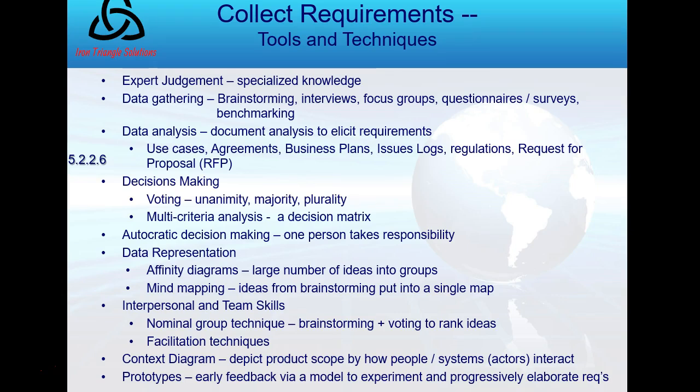Decision making is voting, and it has multi-criteria analysis. There's also autocratic decision making. I can just decide that I'm going to do something and take responsibility for it. In voting, there are some key words like unanimity. We're all familiar with unanimous, a majority decision, over 50%, but the one that is less common is called plurality.